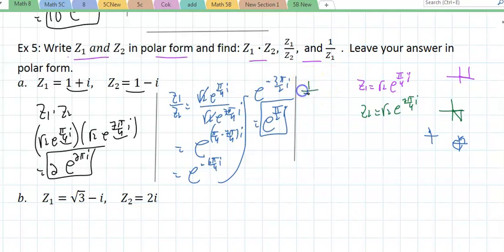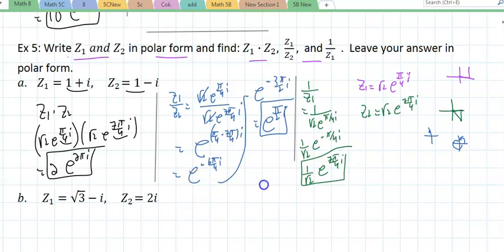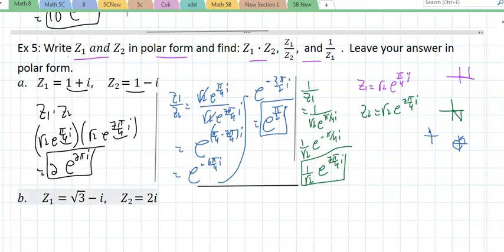If I want to take 1 over z1, that is 1 over radical 2 e to the pi over 4i. That is 1 over radical 2 e to the negative pi over 4i. And since I can't have it negative, I need a coterminal angle. That's 7 pi over 4i. So keep in mind, everywhere I write e, the book will have a cosine of that angle plus I times the sine of that angle.